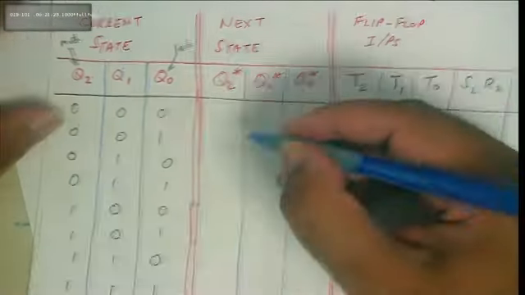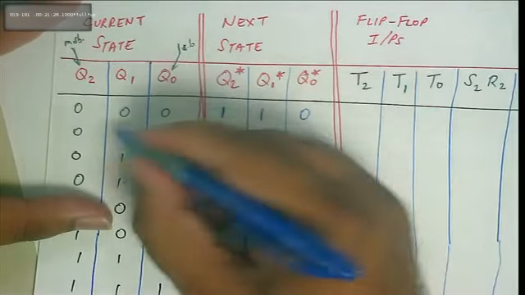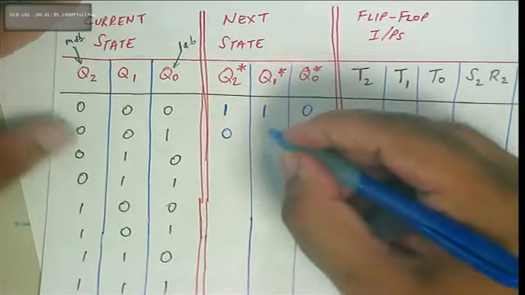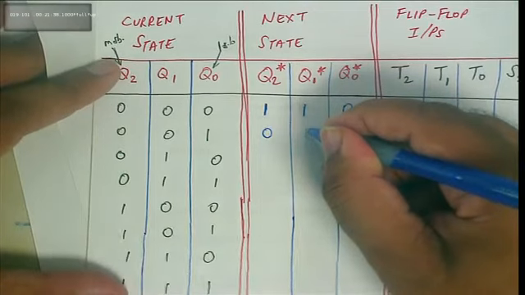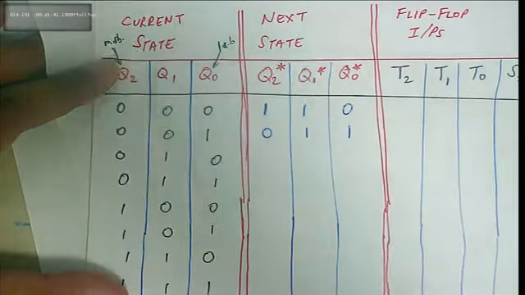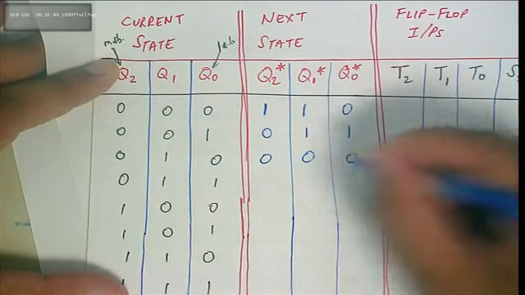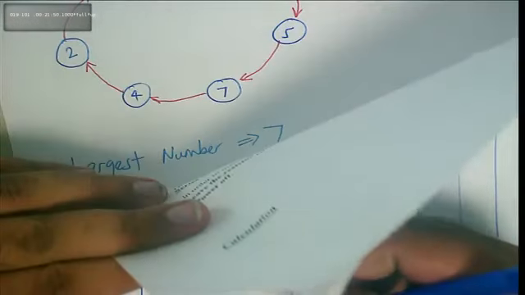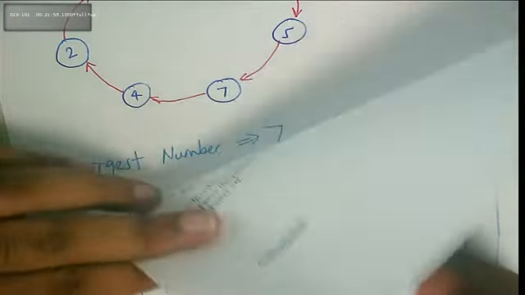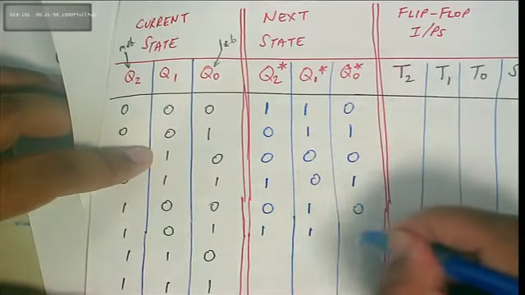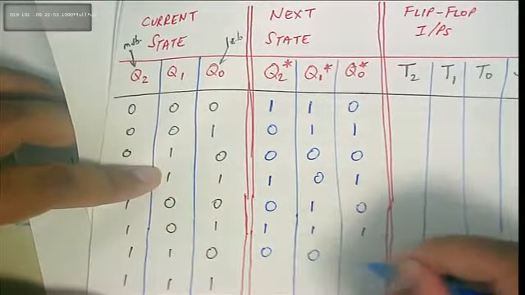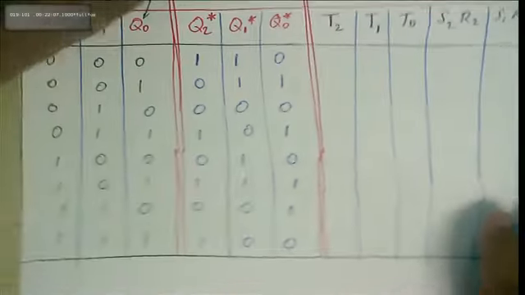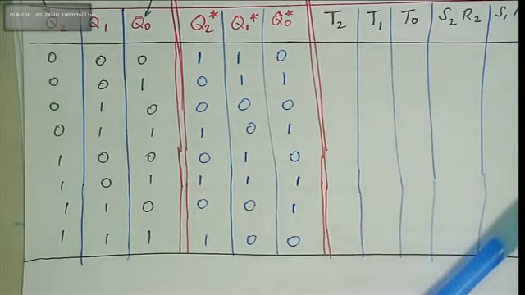0, 0, 0 becomes 1, 1, 0. 0, 0, 1 becomes 0, 1, 1. 0, 1, 0 becomes 0, 0, 0. 0, 1, 1 becomes 1, 0, 1. 1, 0, 0 becomes 0, 1, 0. 1, 0, 1 becomes 1, 1, 1. 1, 1, 0 becomes 0, 0, 1, and 1, 1, 1 becomes 1, 0, 0.